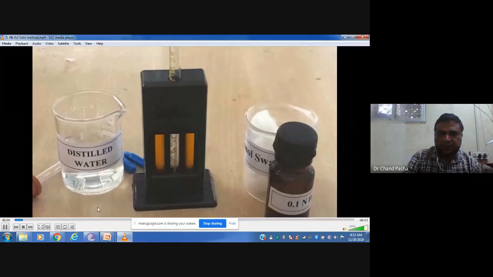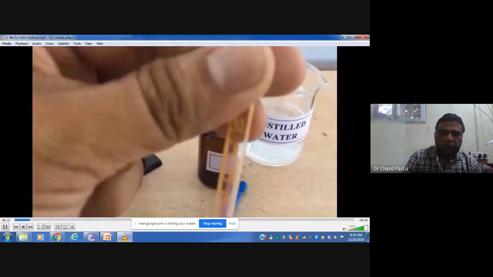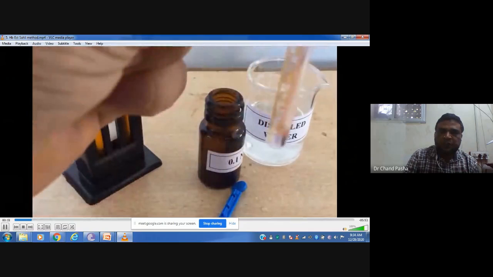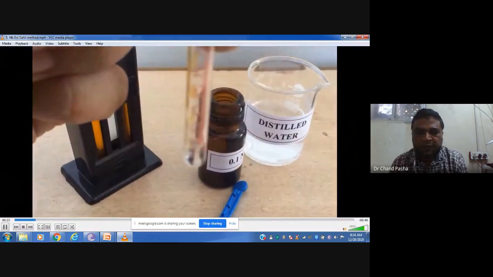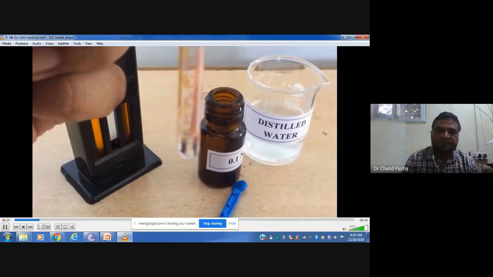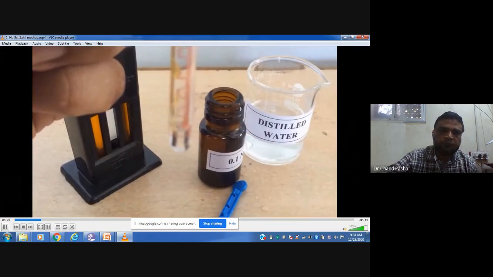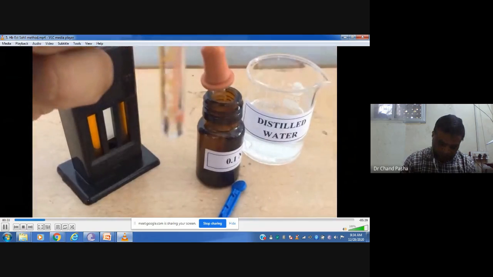These are the things. This is the Sahli's setup. This is a central graduated tube, and these are the two reference tubes. First, you are supposed to take up to the 20% mark, that is 200 microliters of 0.1 normal HCl. This is the central tube.